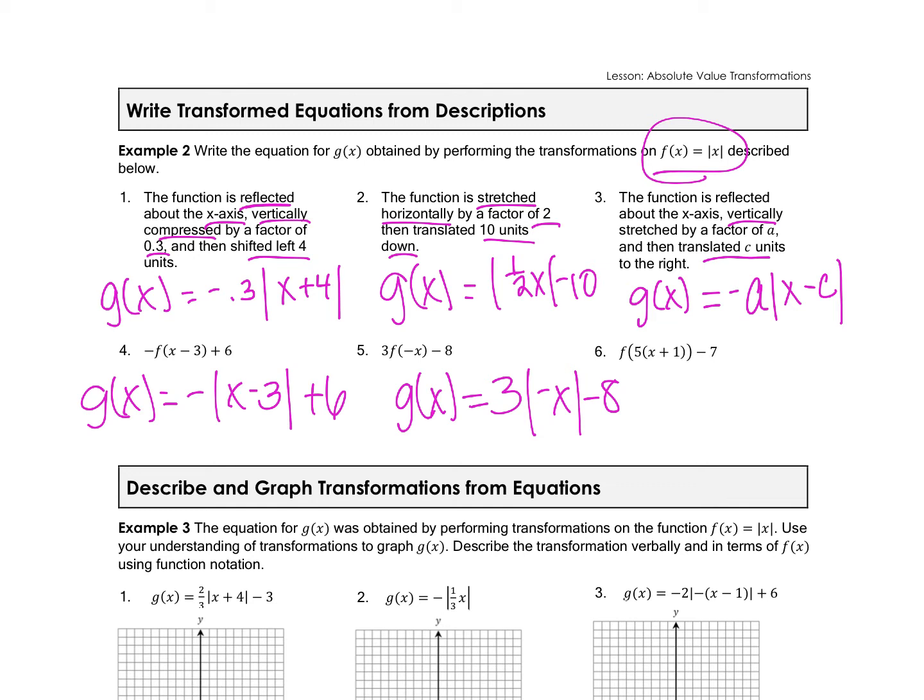All right. 6. This one's a little different, but everything that's on the inside is what we put inside the bars. So put 5, put parentheses, x plus 1. And then close your bars, and then the minus 7. So whatever is on the inside there, that's what you put on the inside of your vertical bars for an absolute value.